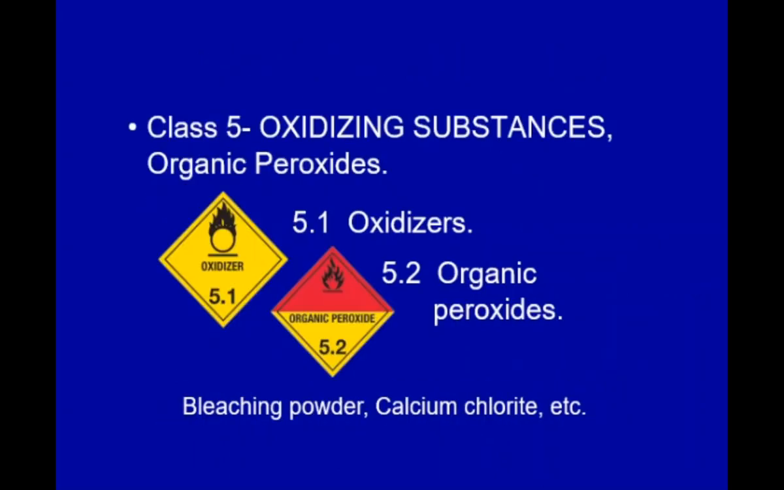Class 5 is called oxidizing substances and organic peroxides. Please note the name. Class 5, oxidizing substances and organic peroxides. There are 2 divisions. Division 5.1 are oxidizers, and Division 5.2 are the organic peroxides. The labels are appropriately shown in this slide. The common types of oxidizing substances and organic peroxides include bleaching powder and calcium chloride.